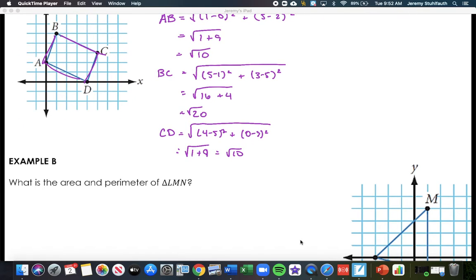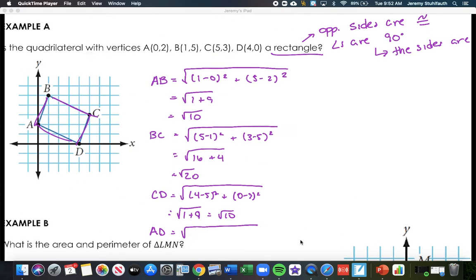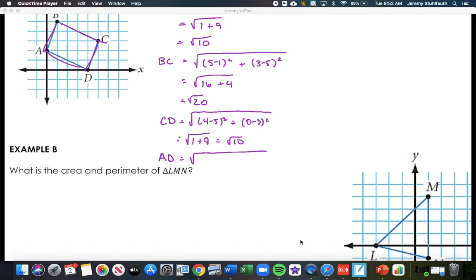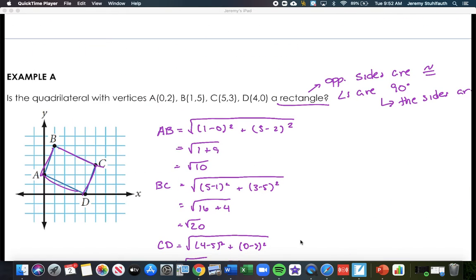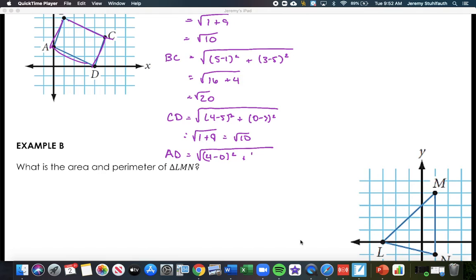And finally, we need to find the length of AD. AD is going to be equal to the square root of 4 minus 0, squared, plus 0 minus 2, squared. That comes out to be the square root of 16 plus 4, which is the square root of 20.